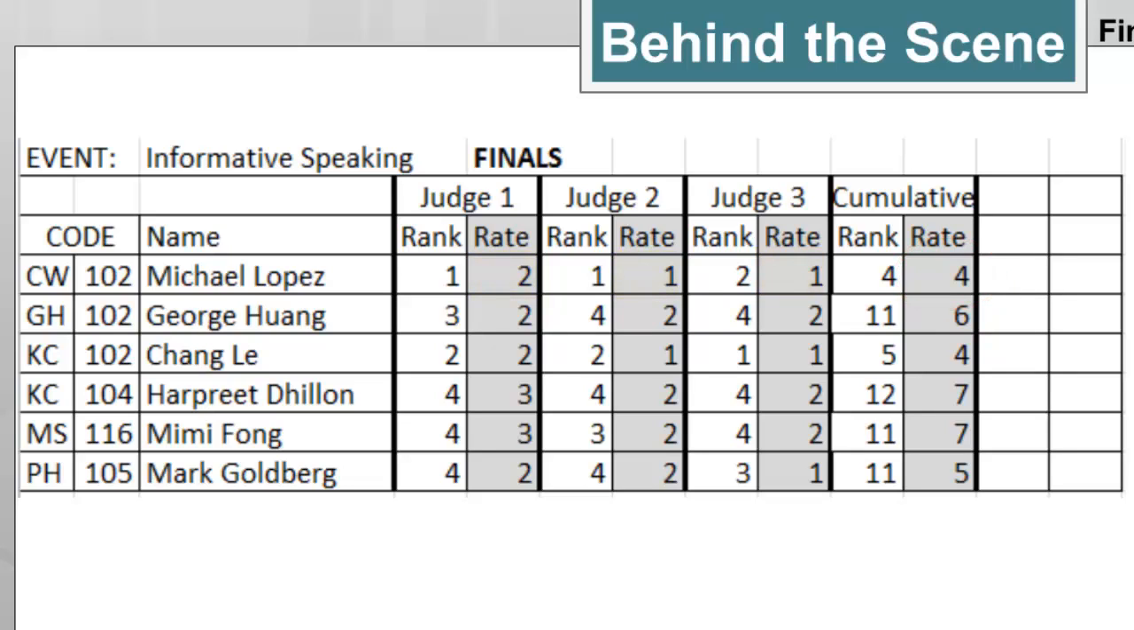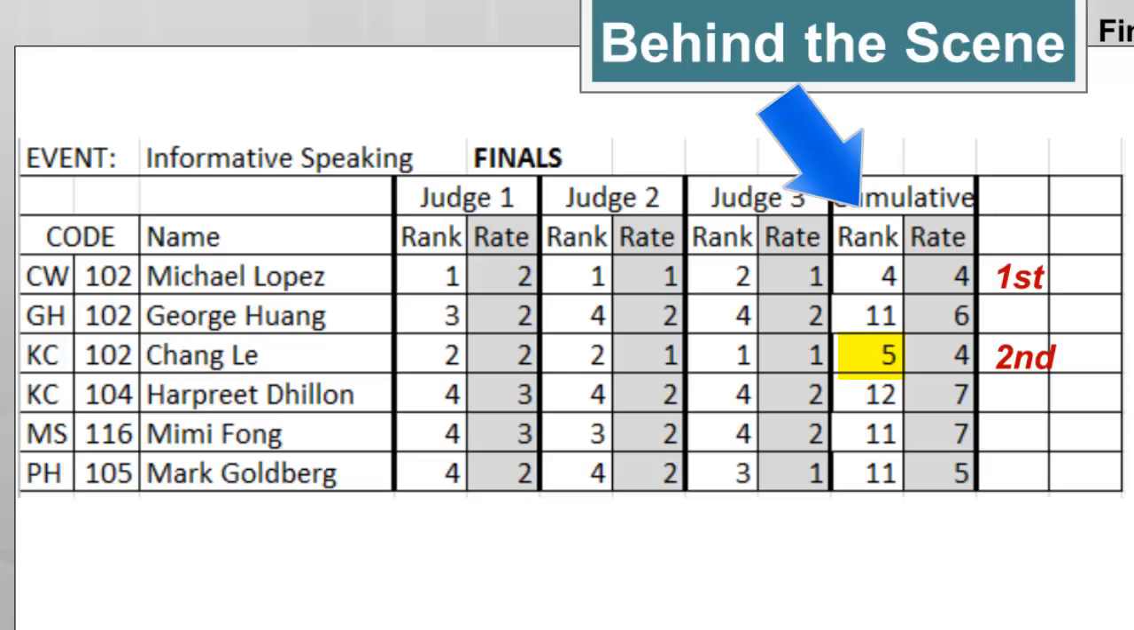Now it's time to determine who took first, second, third, and then the remaining 3 students end up as a finalist, or fourth place. You look first to rank. The lowest cumulative rank is for CW102, which is a rank of 4. So CW102 will earn first place. Second place, following that same procedure, the second lowest cumulative rank goes to KC102, Chang Li.